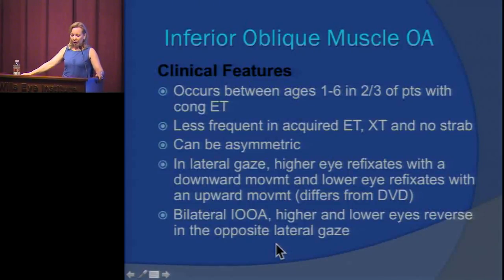With bilateral inferior oblique overaction, the higher and lower eyes reverse direction in the opposite lateral gazes, okay? So you'll have an upward position in this gaze, an upward position in this eye, and the hypertropia will reverse as you do your cross-cover test.